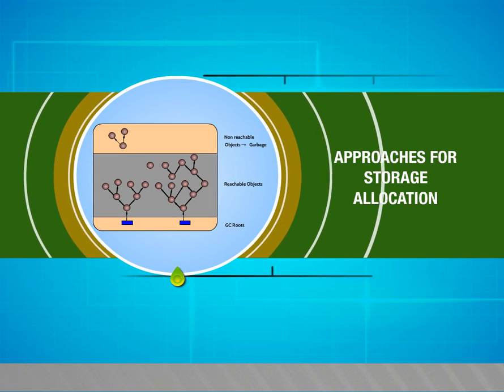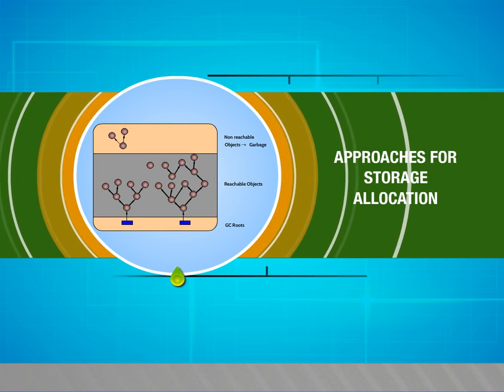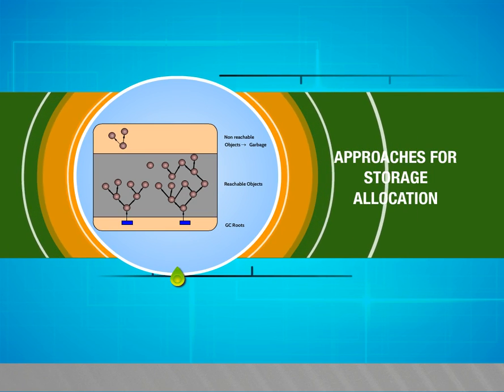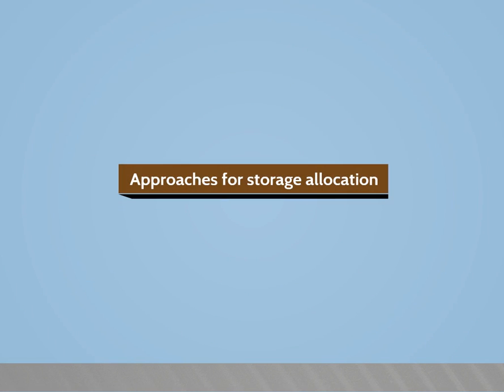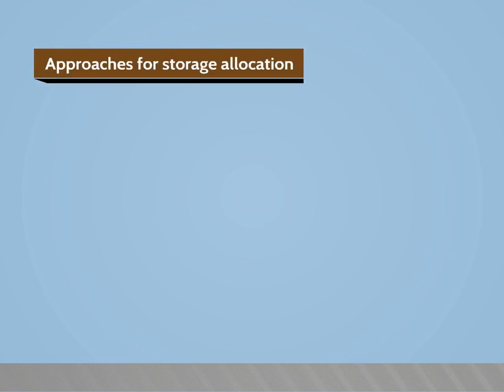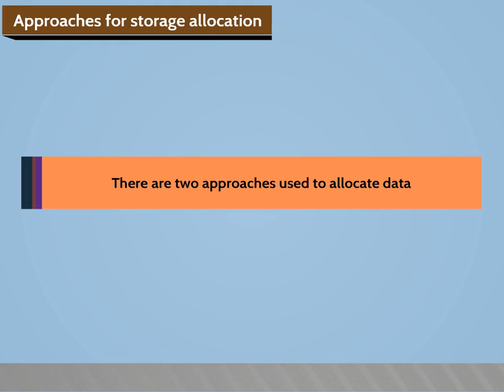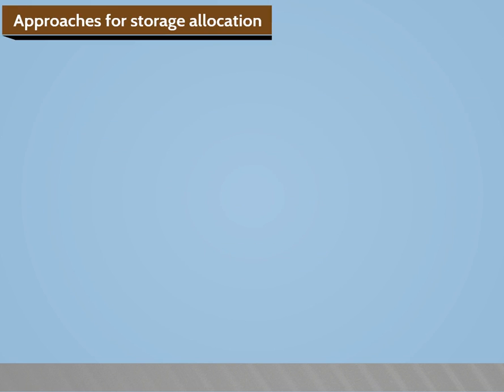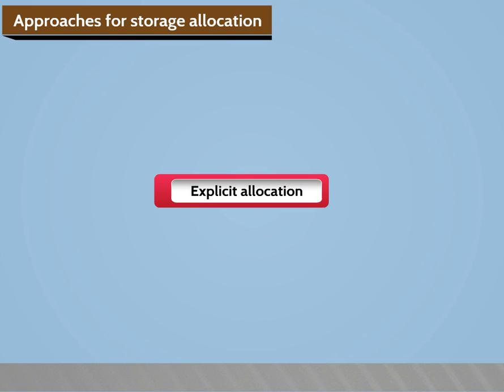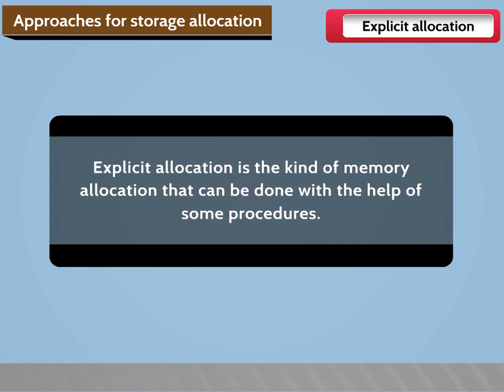Approaches for storage allocation. In this video, we are going to see about approaches for storage allocation. There are two approaches used to allocate data: explicit allocation and implicit allocation. Explicit allocation is the kind of memory allocation that can be done with the help of some procedures.